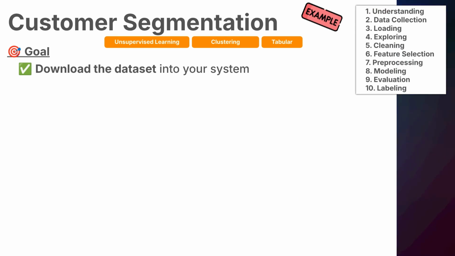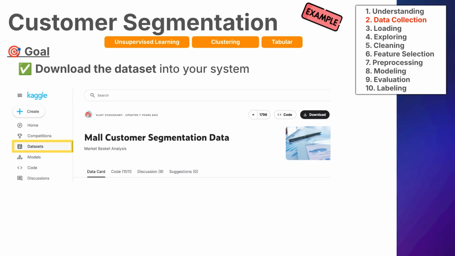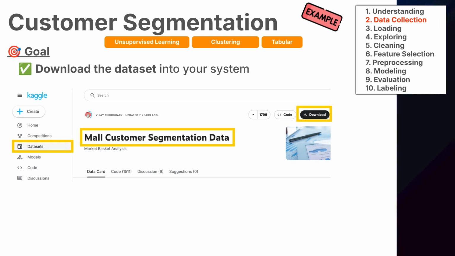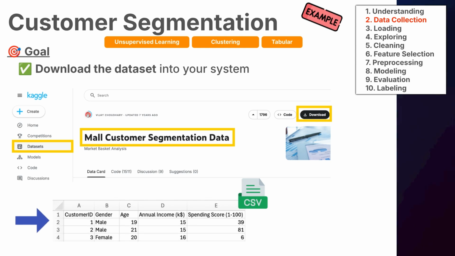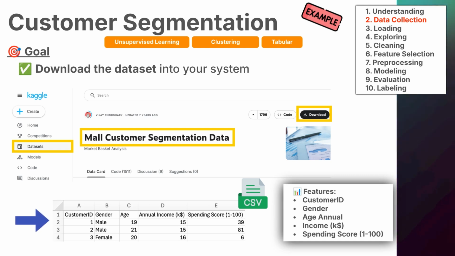2. Data collection. Let's download the dataset into your system. In this example, we use the Kaggle Mall customer segmentation dataset. You can find the dataset from the dataset page on their platform and download it as a CSV file. It looks like this. You'll see the features such as customer ID, gender, age, annual income, and spending score. Let's load this dataset into your coding environment.